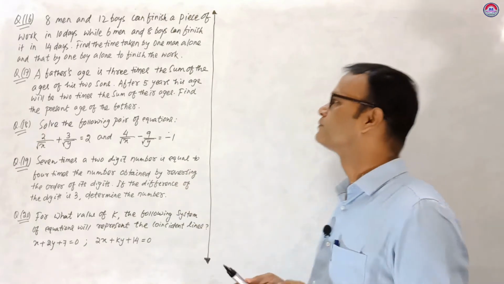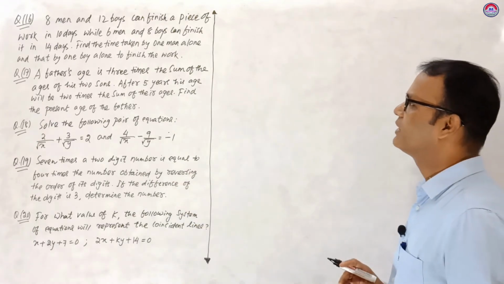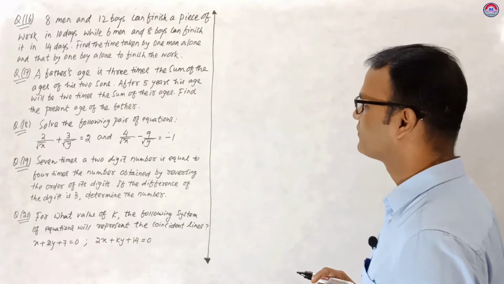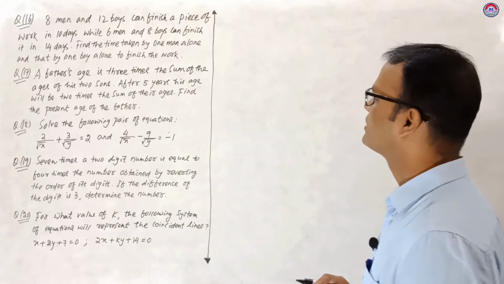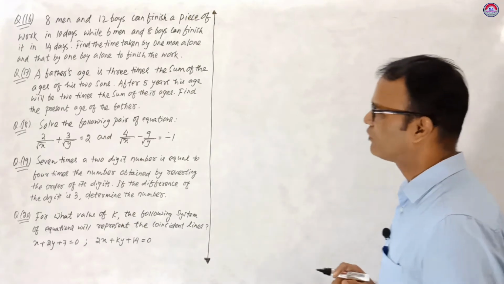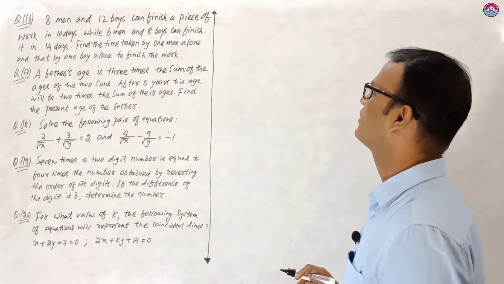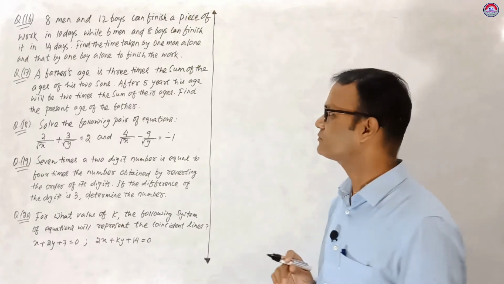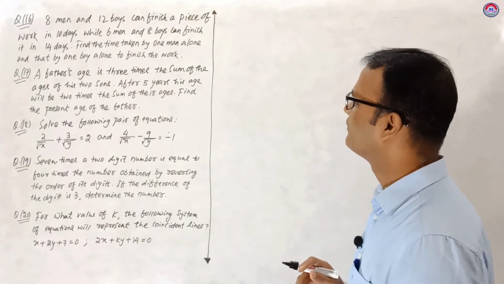Let us start. Question 16. 8 men and 12 boys can finish a piece of work in 10 days. 6 men and 8 boys can finish it in 14 days. Find the time taken by one man alone and by one boy alone to finish the work. So you see, 8 men.